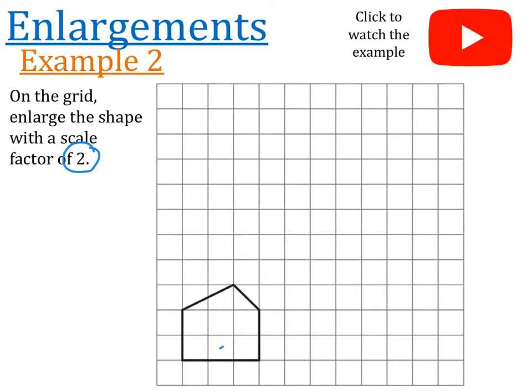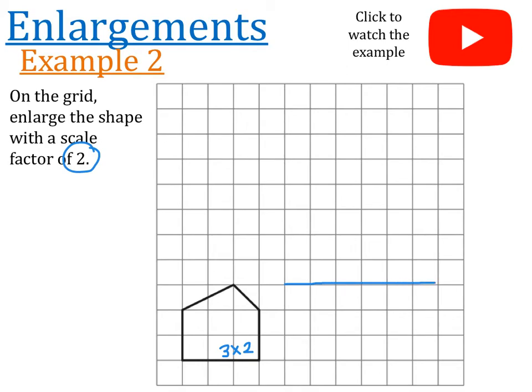So I'm going to start by looking at the bottom of this. So the bottom of this shape is 3 squares across. 3 times by 2, which is the scale factor, is 6. So I need to draw 6 squares across on the bottom. So I'm going to do that. 1, 2, 3, 4, 5, 6. There we go. That's the bottom.